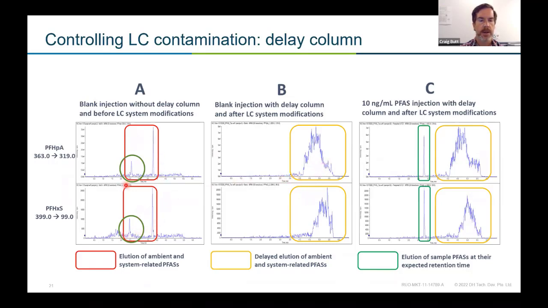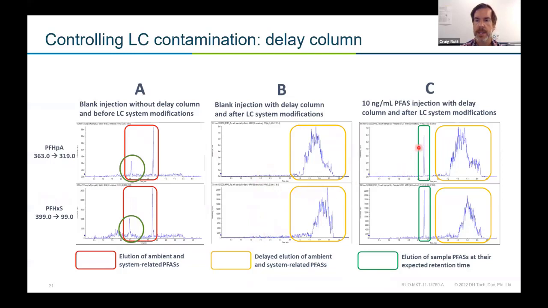You can see here in the red. And so, if we didn't have the delay column, that would be the background contamination that would effectively raise your detection limits. But with the delay column, you can see that blank contamination is now gone, right? It's held up.